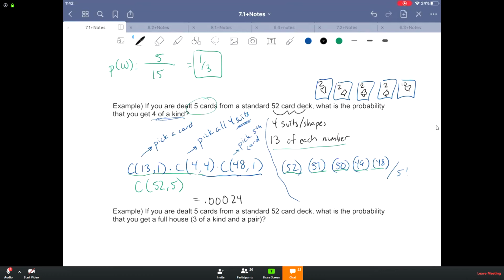Yeah, so 3 of a kind is pretty much set up the same way. The things that change are you still got to pick the card, right? 13, choose 1. The suits change a little bit, right? Because now you're only choosing 3 of the suits. So you got the 4, choose 3. Then you got to choose the last 2 cards.